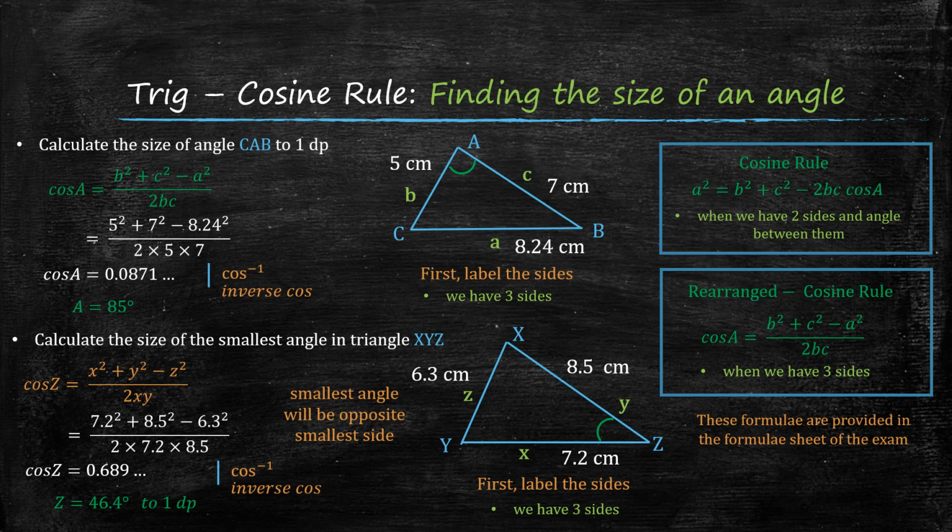Okay, so that's it for our topic on the cosine rule. We've explored how we can use the cosine rule to find the length of an unknown side and how to use the cosine rule to find the size of an unknown angle.